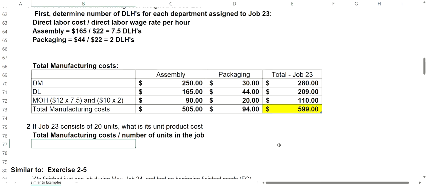We'll do the same thing we did in the previous problem. If job 23 produced 20 units, what is the cost per unit? Well, the total cost is $599, and the number of units was 20. That is $29.95 per unit.